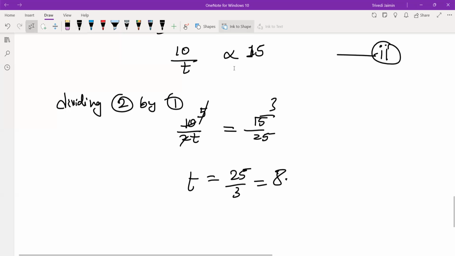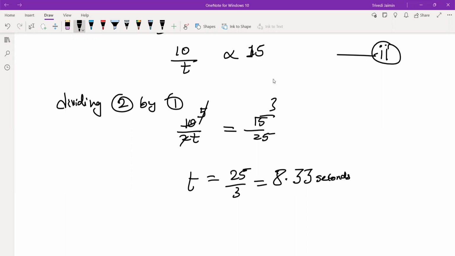What's the answer? Just 2 decimals is enough. 8.33. What's the unit? Seconds. 8.33 seconds. Okay.